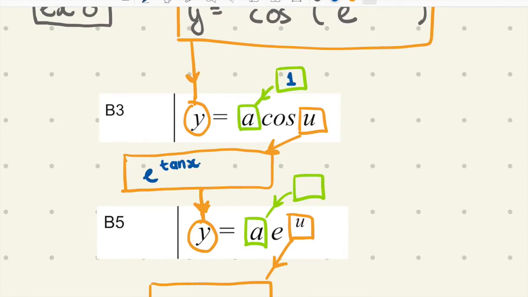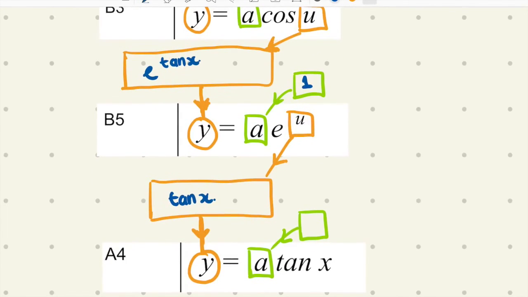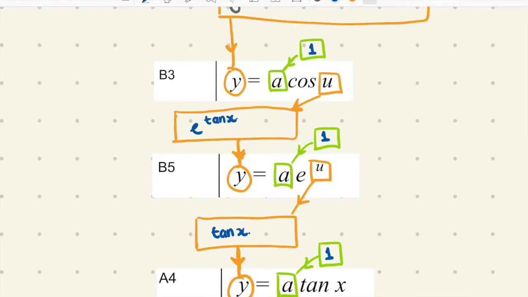There's nothing in front of e, the coefficient of e is 1, so A is equal to 1, and U will be tangent x. U for formula B5 becomes y for formula A4. In this case, A is equal to 1. So very simple. A for formula B3 is 1. A for formula B5 is also 1. A for formula A4 is also 1. U for formula B3 is e power tangent x. U for formula B5 is tangent x.